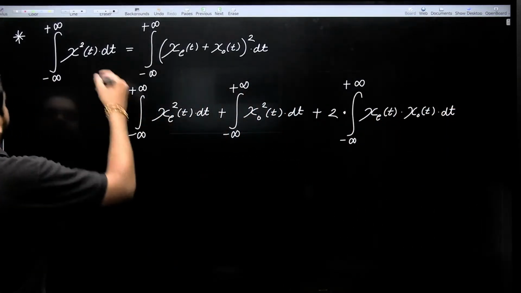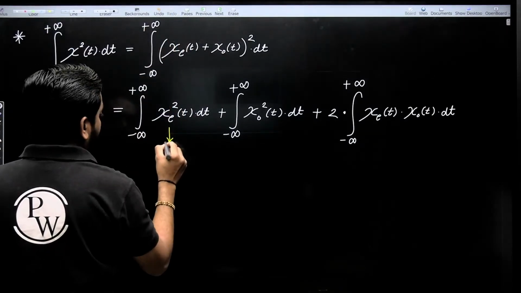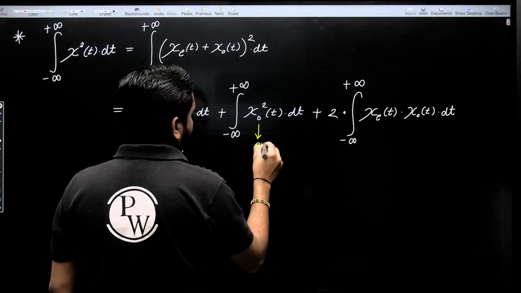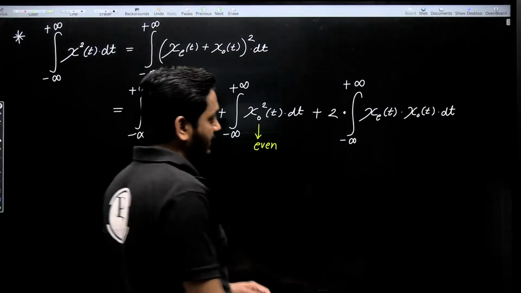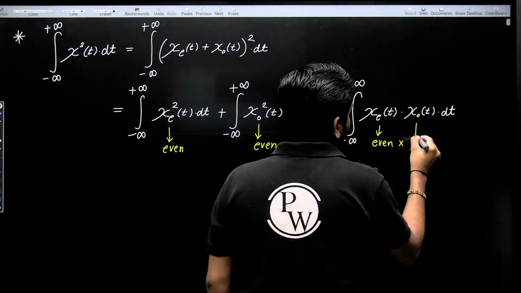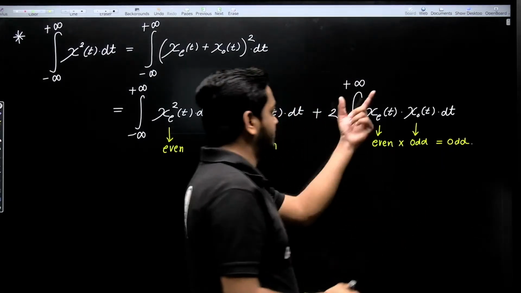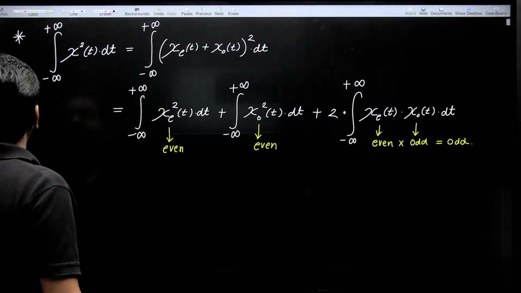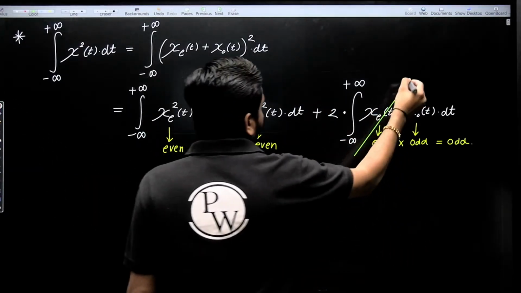Now see here, the square of an even signal is even. Square of the odd signal means odd into odd, also even. Correct? The square of an odd signal is even. Now here, this even signal multiplied with an odd signal, the resultant signal is odd, and the area of an odd signal is 0. Area of odd signal is 0, guys. So that's why the answer for the last term is always 0.